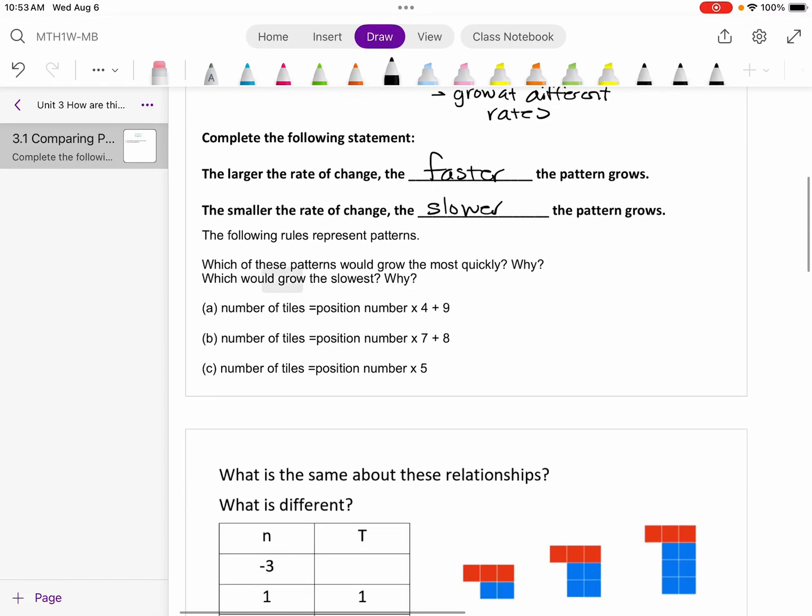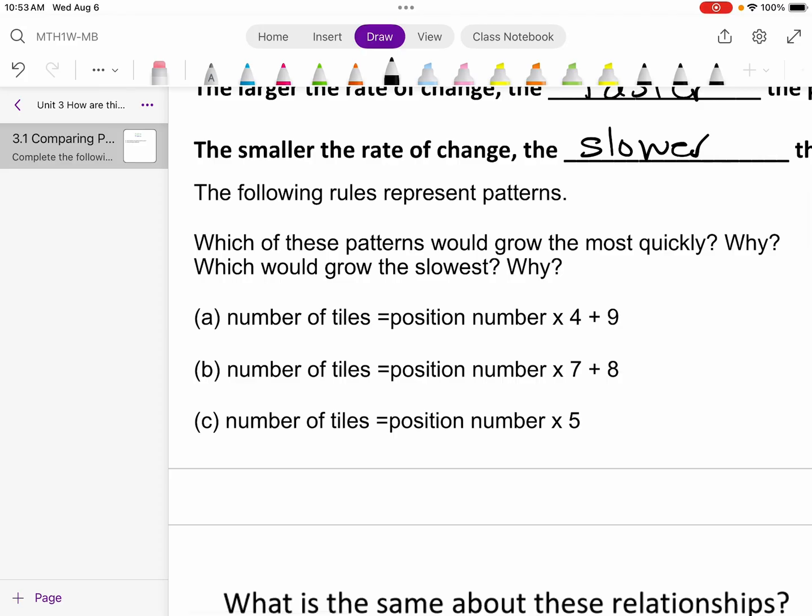So I want you to look at these examples here. I want you to decide out of these, and if you're not sure what this means, I'll write these patterns out. This is 4n plus 9, this is 7n plus 8, and this one's 5n. Which of these patterns is going to grow most quickly, and why do you think that? Which one do you think is going to grow slowest, and why do you think that? Pause the video, write down your thoughts, and then we'll take it up in a second.